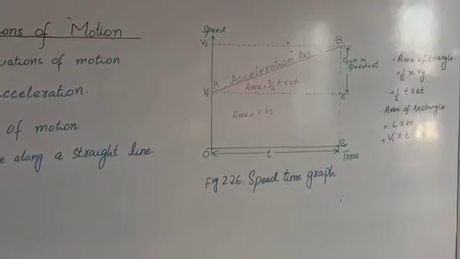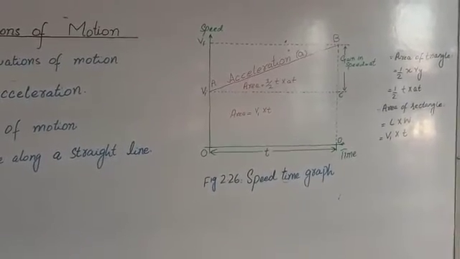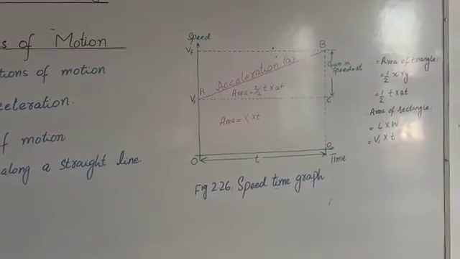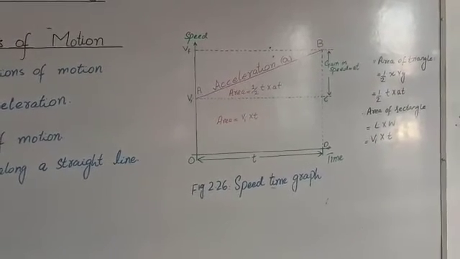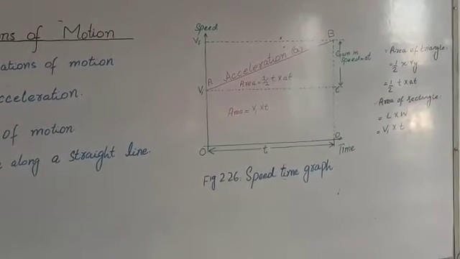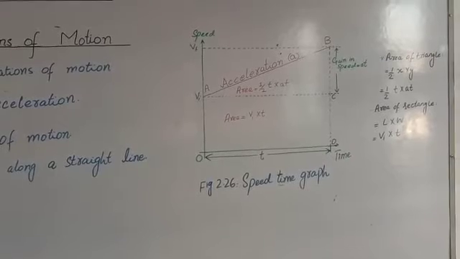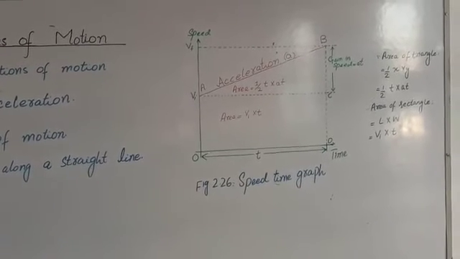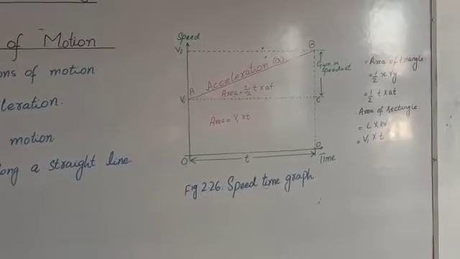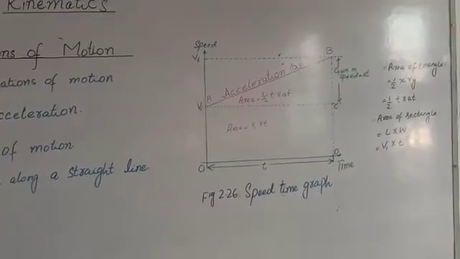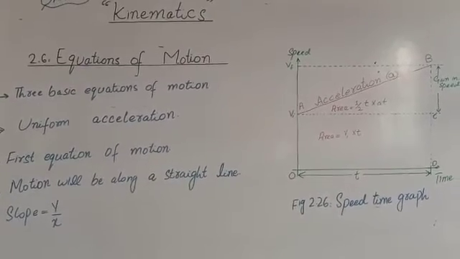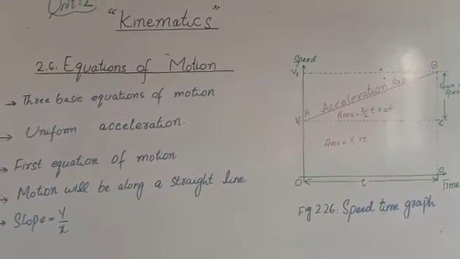The area of the triangle is half t into at, which we find from the formula half x into y, and the area of the rectangle is Vi into t, which we find from the formula L into w, meaning length into width. So first we will find out the acceleration by using the formula of slope.